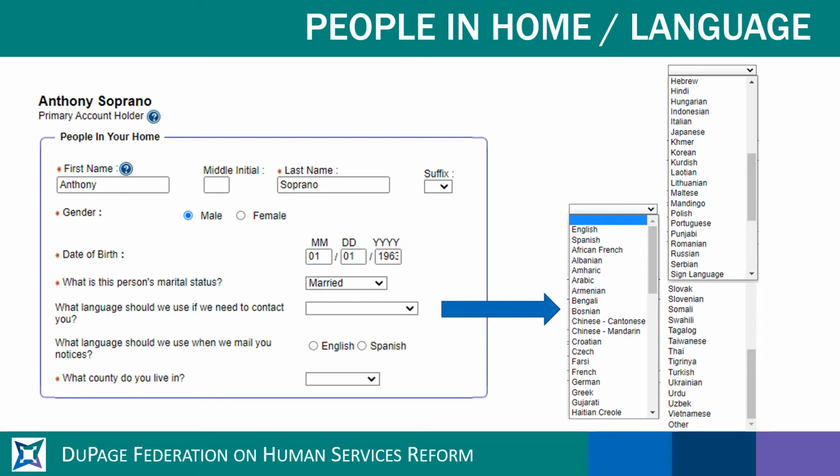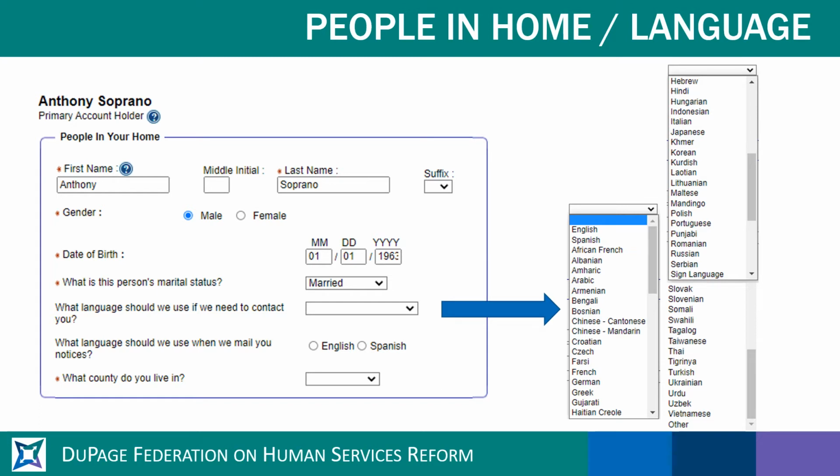And I think this is really important for those clients who do not speak English or are limited English proficient, that if they're going to need an interpreter when interacting with the Department of Human Services, to definitely list that here and to include in the ABE comments section at the end of the application that they need an interpreter. Now you will notice the next question asks what language should they use when mailing the notices.